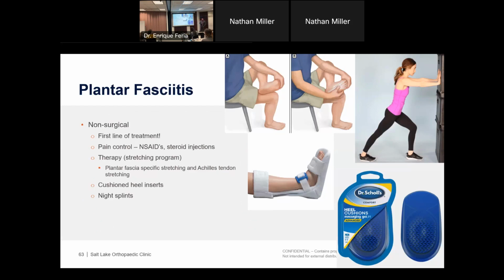It really isn't uncommon for patients to have symptoms that last anywhere between 6 to 12 months. But for the vast majority, 90, 95%, it resolves over time. And especially if you do the stretching program that revolves around not just doing plantar fascia specific stretching, like that picture on the top left, but also calf stretching.